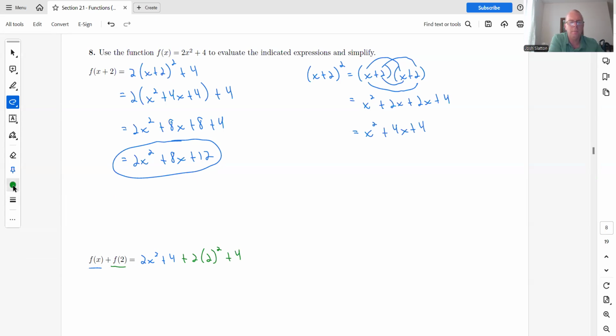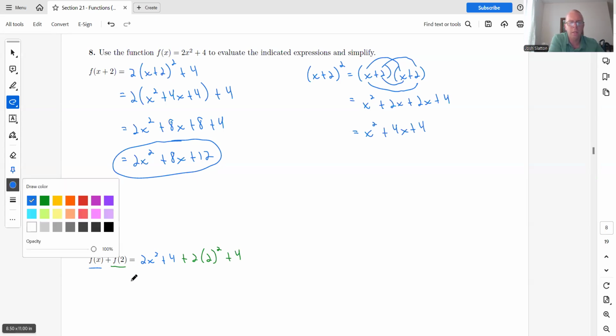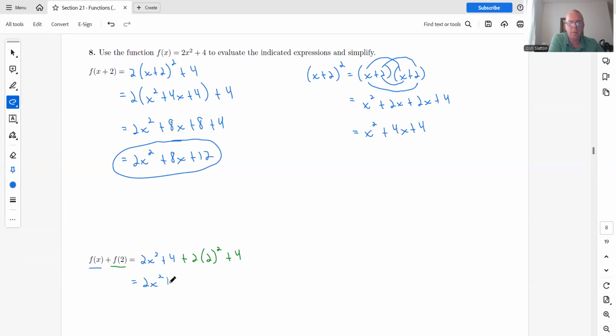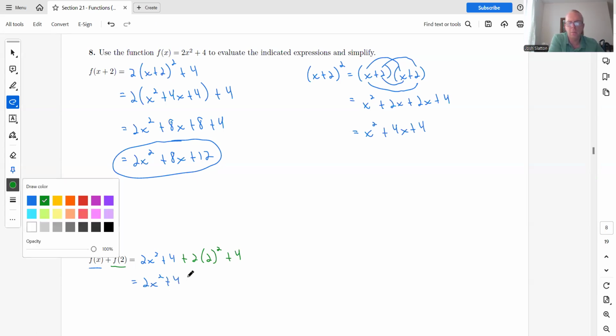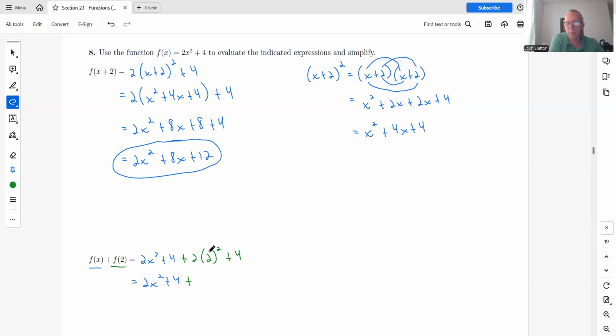Go back to the blue. 2x squared plus 4. And then plus, so that'd be 2 times 4. It should be 8 plus 4. And then we'll just finish up with the blue. 2x squared, and then we have 4 plus 8 plus 4. So that'd be 4 plus 8 is 12. 12 plus 4 is 16.